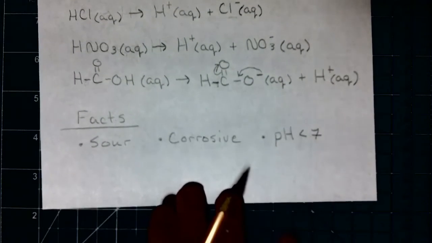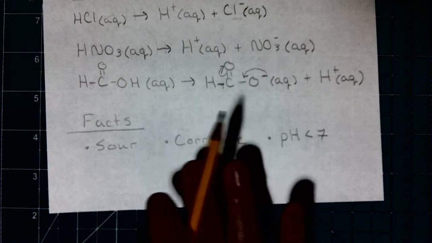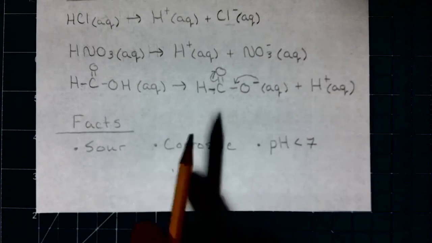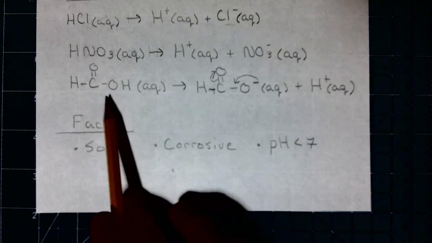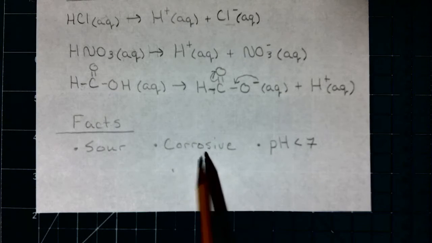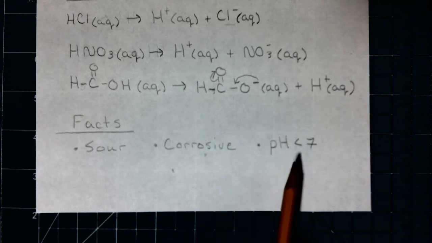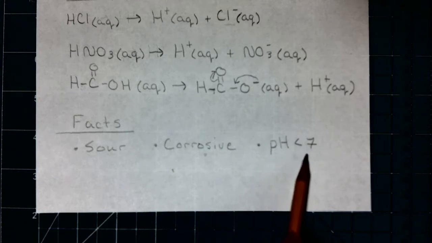A couple of facts about acids: they tend to taste sour. So like lemons and tomatoes and stuff like that that taste sour, that's acid that's in there, usually some form of organic acid. They are corrosive. That means that they will make things rust, but it also means that they can usually burn you and give you like a chemical burn or something like that. And we'll talk about what this means later, but they have a pH that is less than 7.